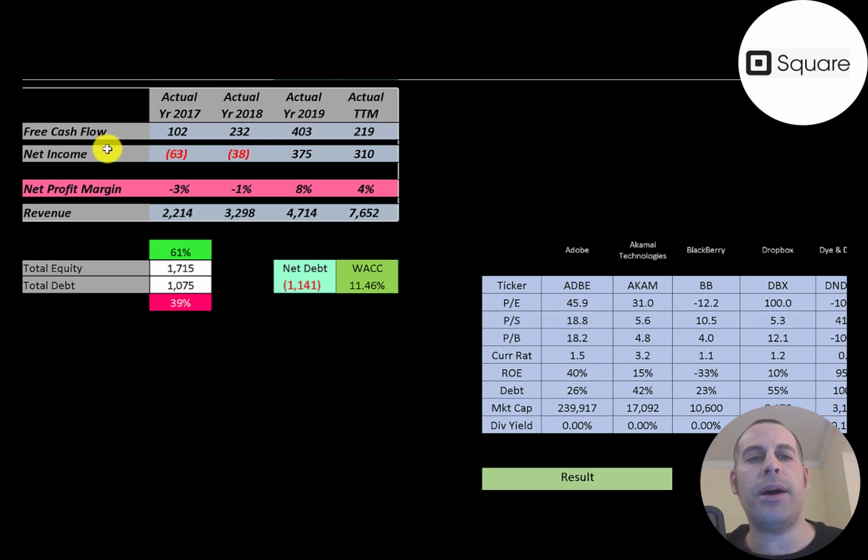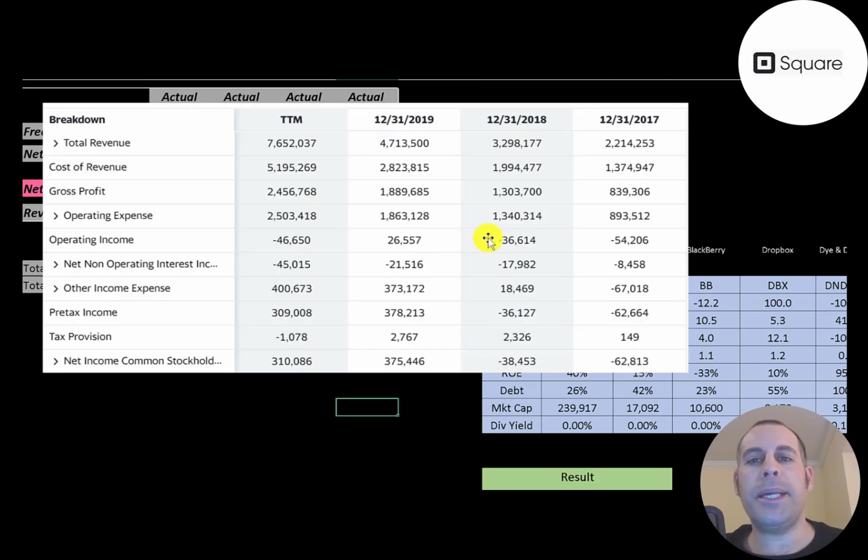Net income is the profit and loss on the income statement. It's revenue minus expenses. And they did have negative net income in 2017 and 18, but positive in 2019 and the trailing 12 months. Revenue is the sales for the company, and that's growing rapidly from $2.2 billion to $7.7 billion.